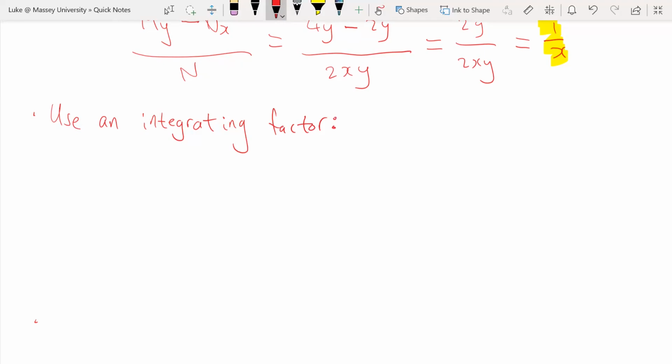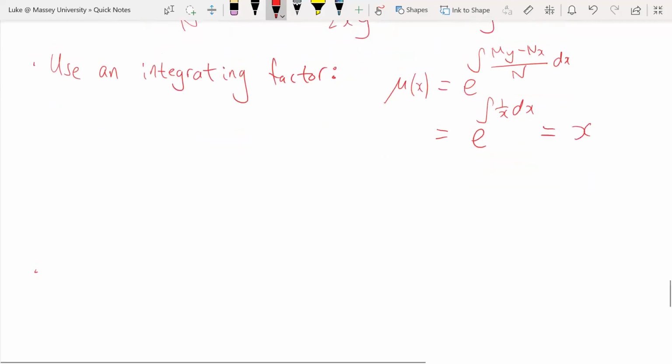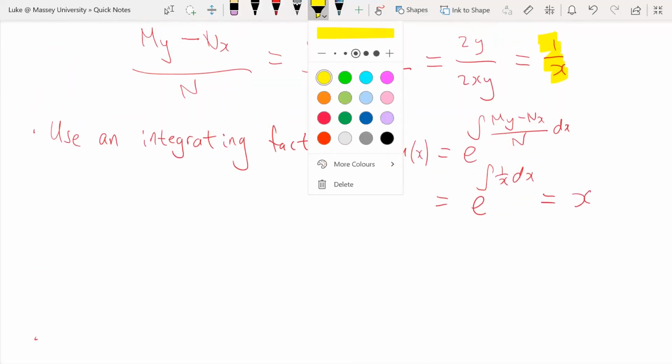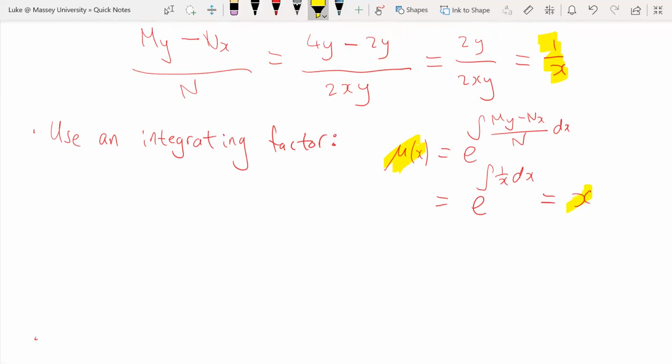Okay, so my integrating factor is going to be a function of x only, which is going to be e to the integral of this thing, M_y minus N_x over N, dx. This is just equal to the exponential of the integral of 1 over x dx, which of course the integral of 1 over x is just the log of x. The exponential of the log of x is just x. So I just get the integrating factor mu is equal to x.